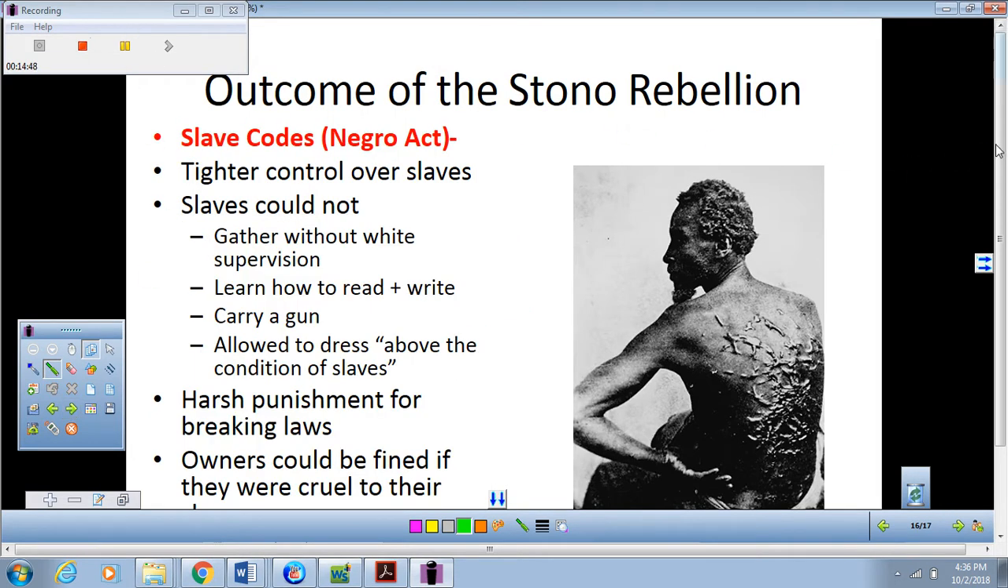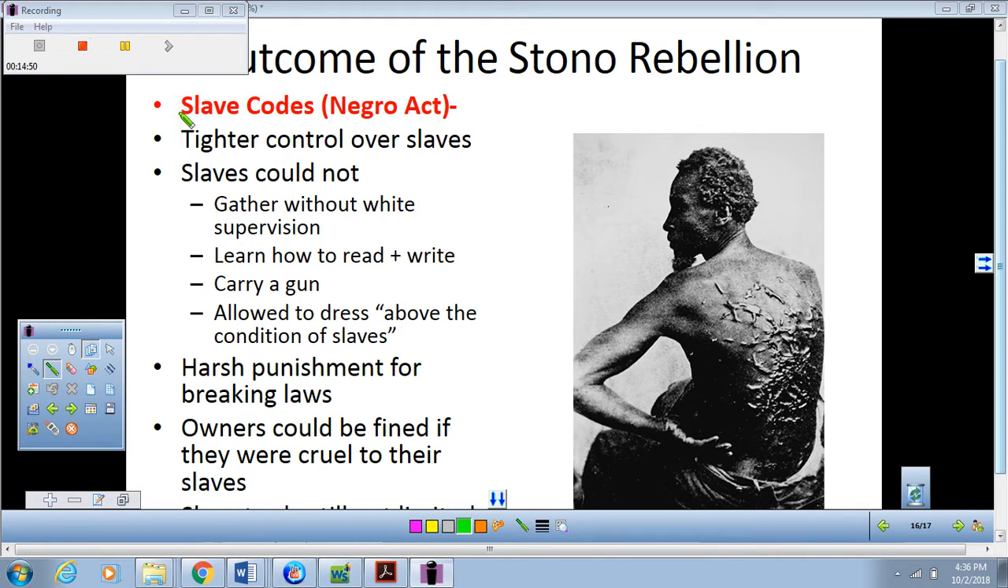The outcome of the Stono Rebellion was harsh slave codes. This allowed for tighter control of slaves. Some of these slave codes prohibited slaves from gathering, from learning how to read and write, from carrying a gun, and from being allowed to dress above the condition of slaves.